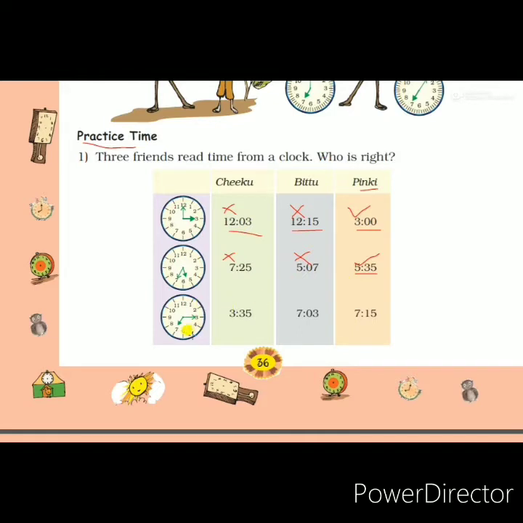Now see the third watch. On the third watch, the hour hand is on 7 and the minute hand is on 3.